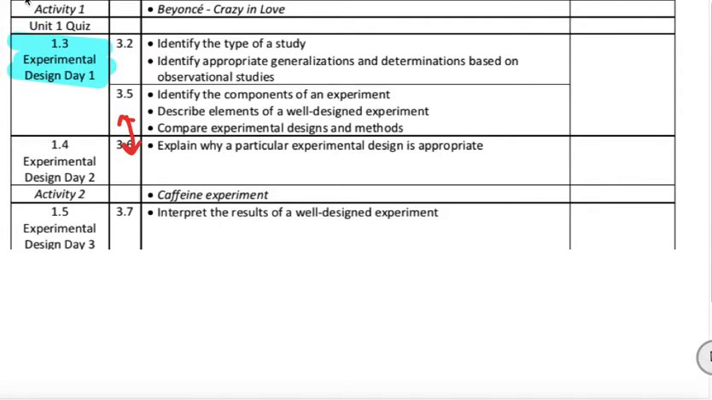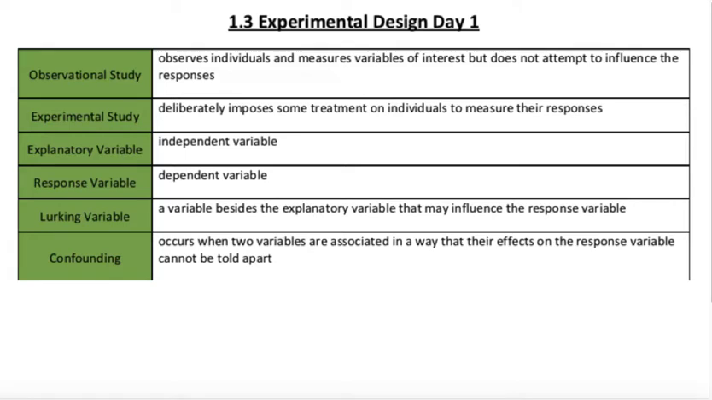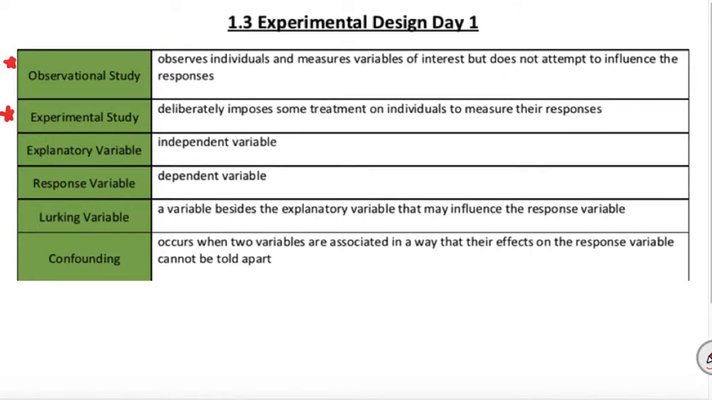All right, so for day 1, looking at two different types of studies, an observational study and an experimental study. So an observational study observes individuals and measures variables of interest, but does not attempt to influence the responses. Whereas in an experimental study, this is a study that deliberately imposes some treatments on individuals to measure their responses.